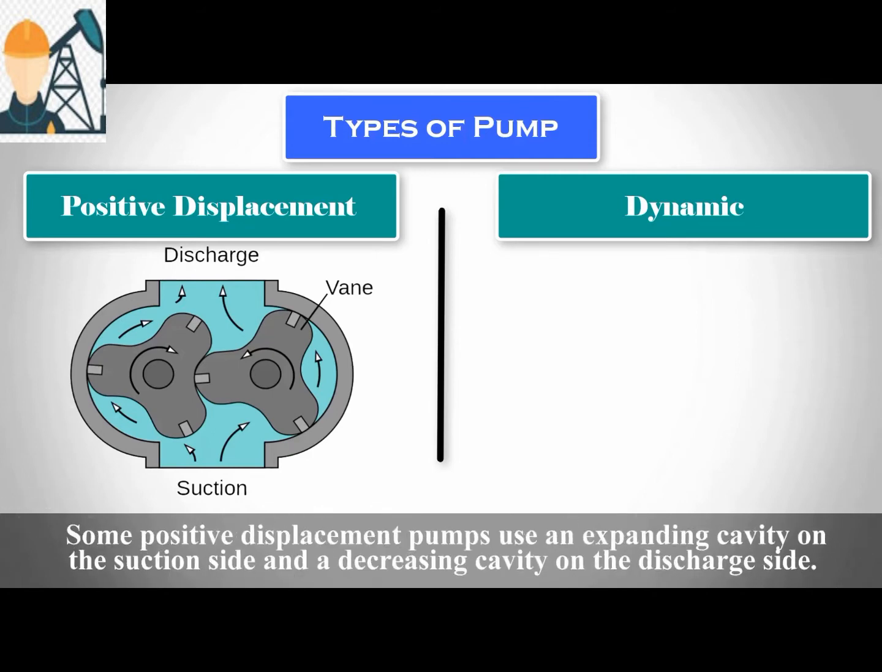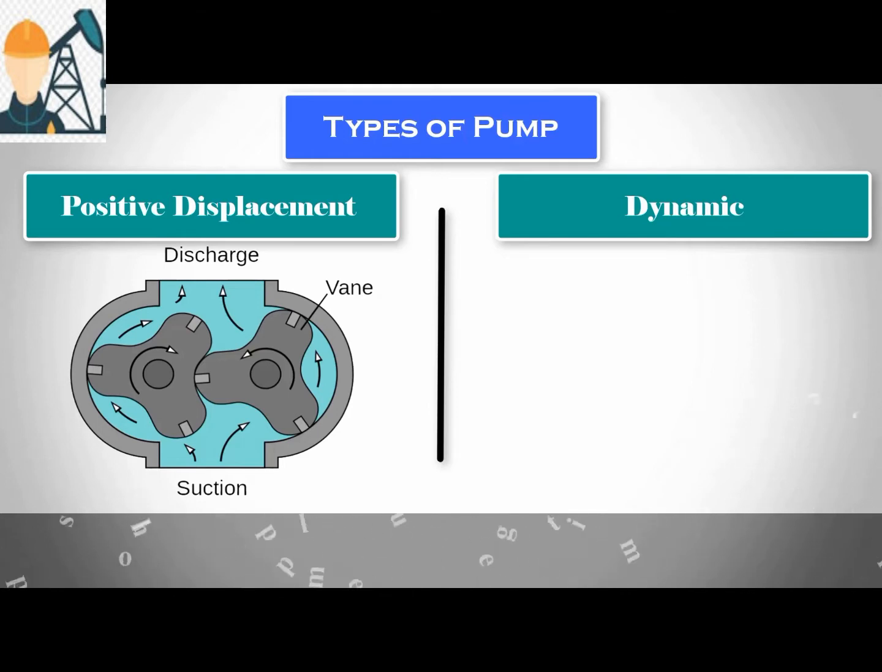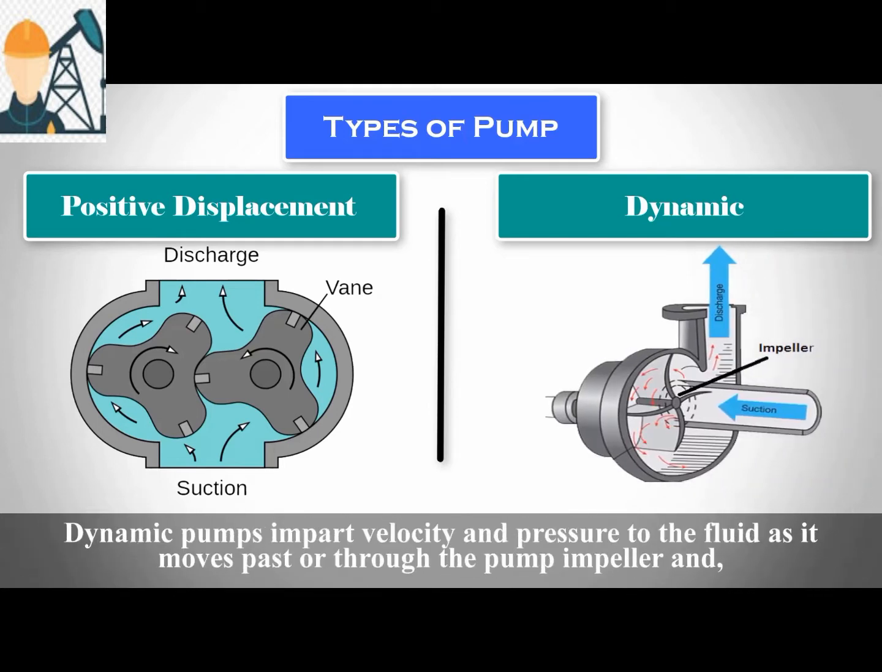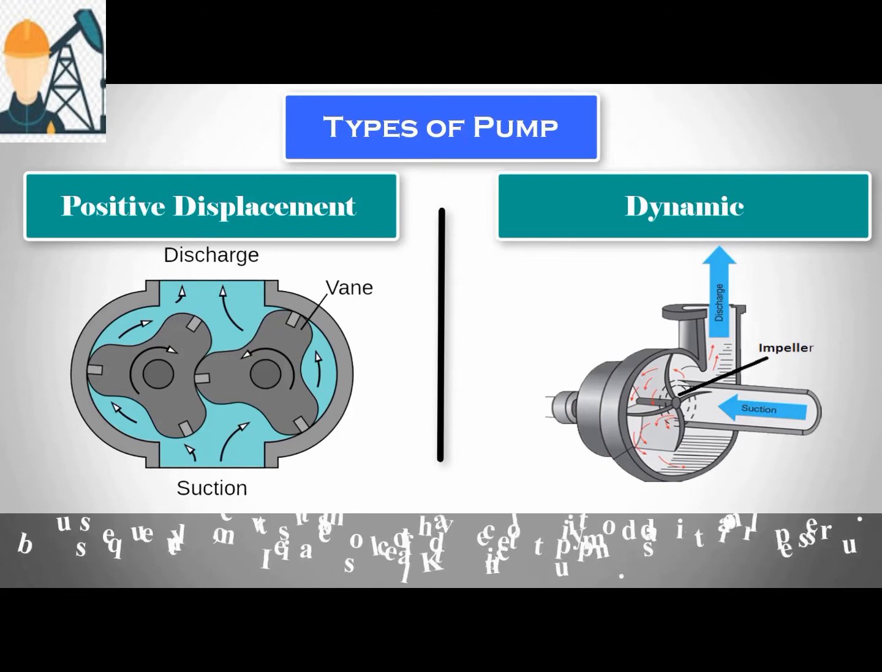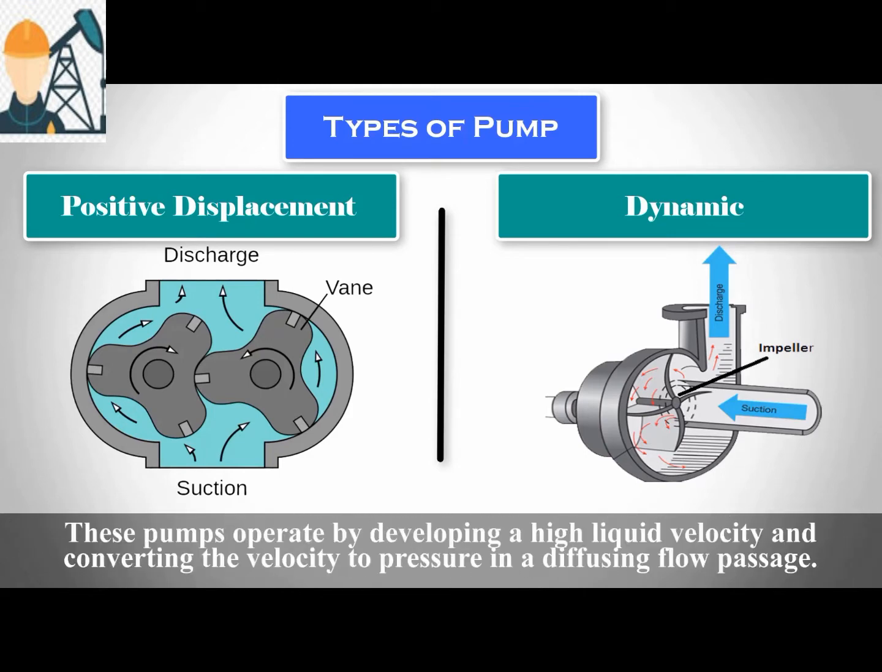Some positive displacement pumps use an expanding cavity on the suction side and a decreasing cavity on the discharge side. Dynamic pumps impart velocity and pressure to the fluid as it moves past or through the pump impeller and subsequently convert some of that velocity into additional pressure. It's also called kinetic pumps. These pumps operate by developing a high liquid velocity and converting the velocity to pressure in a high diffusing flow passage.